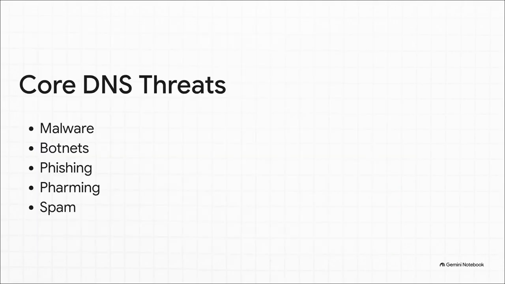Well, we're looking at 5 core technical threats that directly target the data and safety of everyday internet users. We've got malware, botnets, phishing, and pharming. And notice that 5th one, spam. It's really important to note that spam is only classified as DNS abuse under these rules when it's specifically used as a delivery mechanism for the other 4 categories.